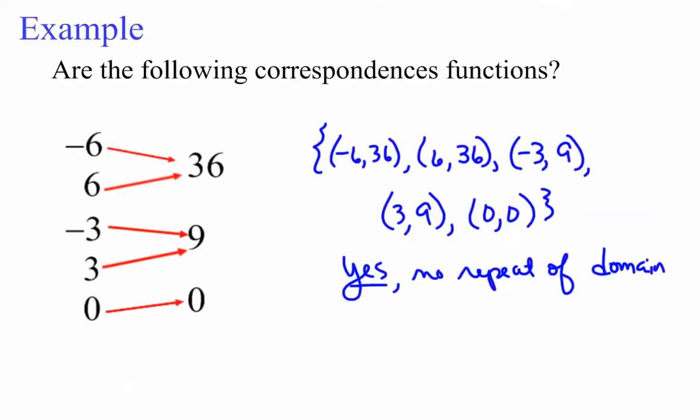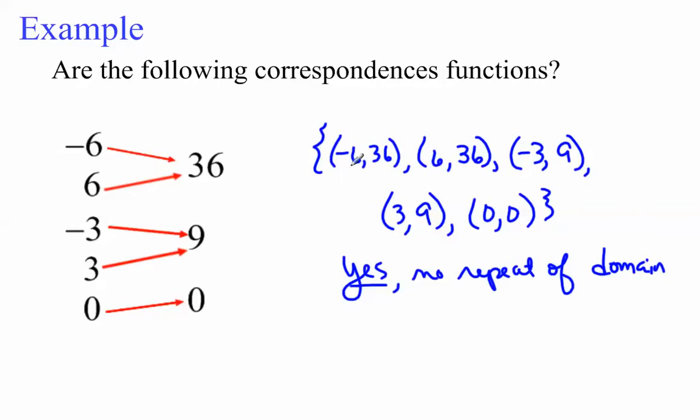Let's take a look at a couple examples. This first way we've got written out here is just called a mapping. So this first set here would be my domain, the -6, 6, -3, 3, and 0. This second set over here, the 36, 9, and 0, that would be my range. And it's showing me by these arrows how everything is being paired up. Well, everything in the first set got paired up. The fact that two of these got sent to the same place doesn't matter. It is a relation and it's also a function because I can send more than one thing to the same spot.